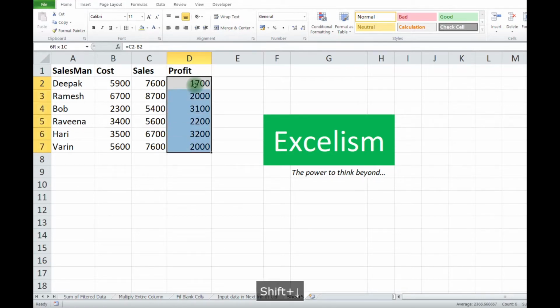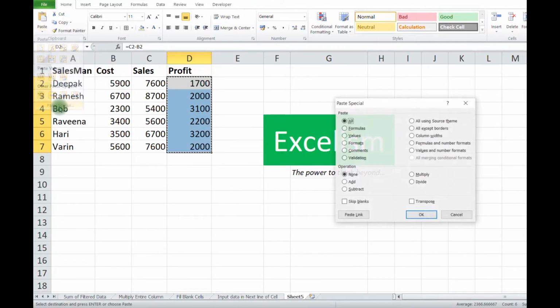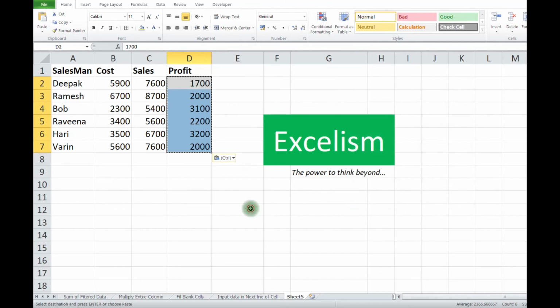In that case, you just select the data, press Control C, go to Paste, choose Paste Special, and choose Values. There are so many options there: comments, formats, values, none, multiply, divide. We will discuss all of this later. Currently, we just select Values and click OK. So here our formula went away. We are left with the data only.